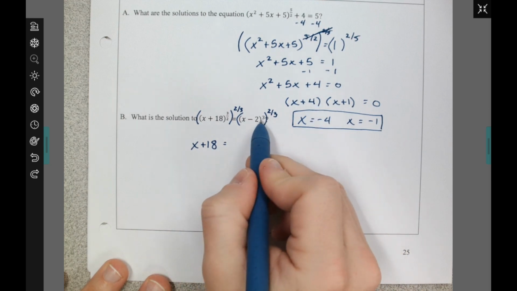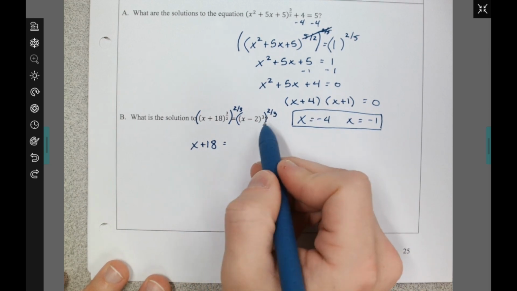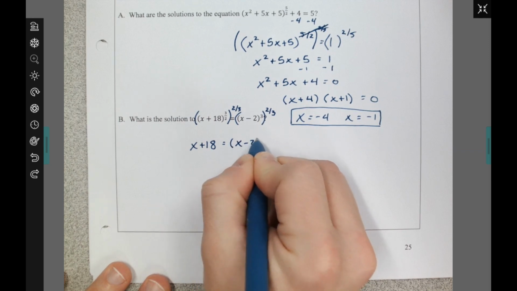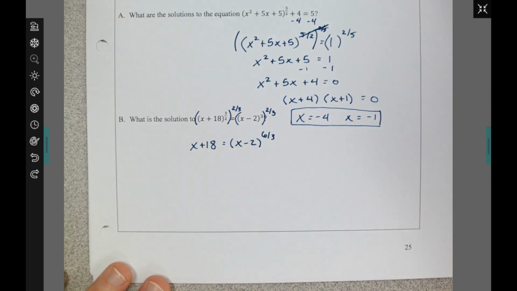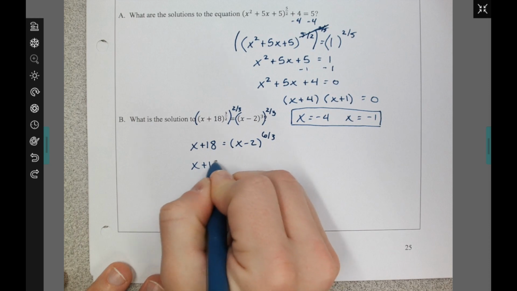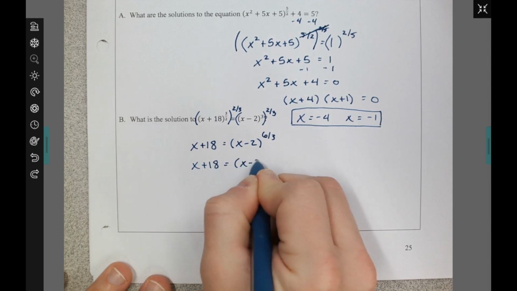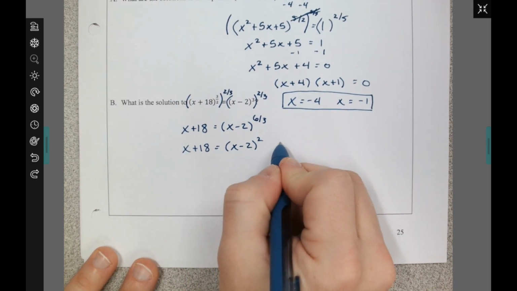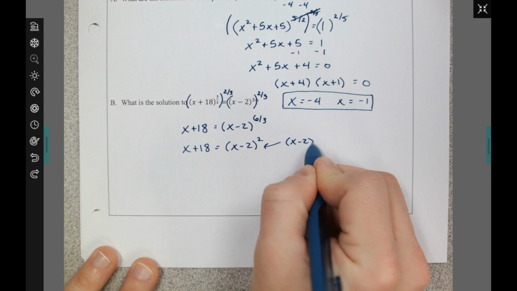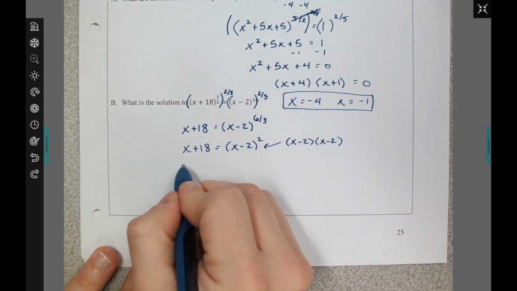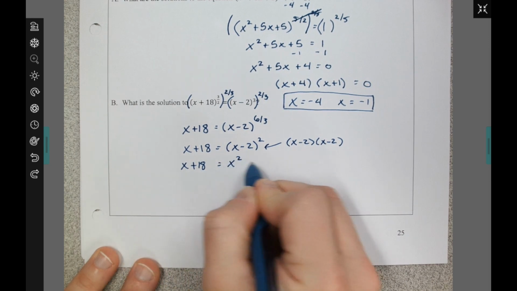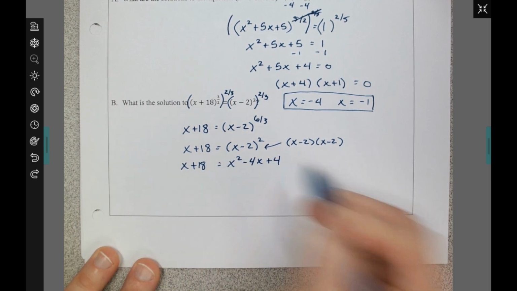On the right-hand side, remember, when you raise an exponent to another exponent, you multiply. So in parentheses, I have x minus 2 raised to the 6/3 power. 6/3 can be simplified to 2, so that gives me x plus 18 equals (x minus 2) squared. Like we did earlier in this video, remember (x minus 2) squared is the same as (x minus 2)(x minus 2), so you have to FOIL that out. Left-hand side is still x plus 18. Right-hand side is x squared minus 4x plus 4.